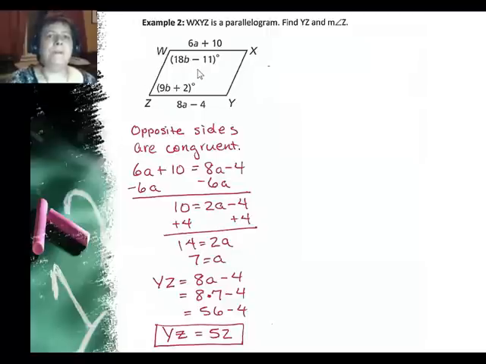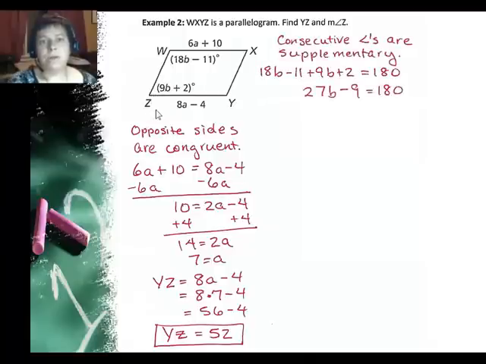Now I'm going to try and find the angles that are here. Well, if you remember from the first page, we said that adjacent angles are supplementary. So that means this angle W and that angle Z must add up to 180 degrees. So I say 18b minus 11 plus 9b plus 2 equals 180. When I combine like terms, I get 27b minus 9 equals 180.